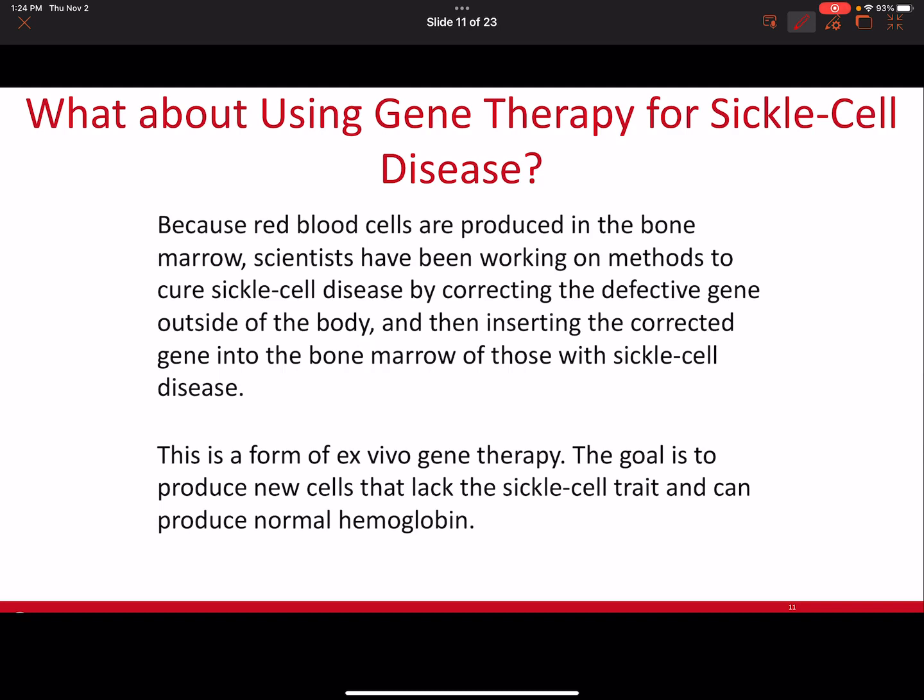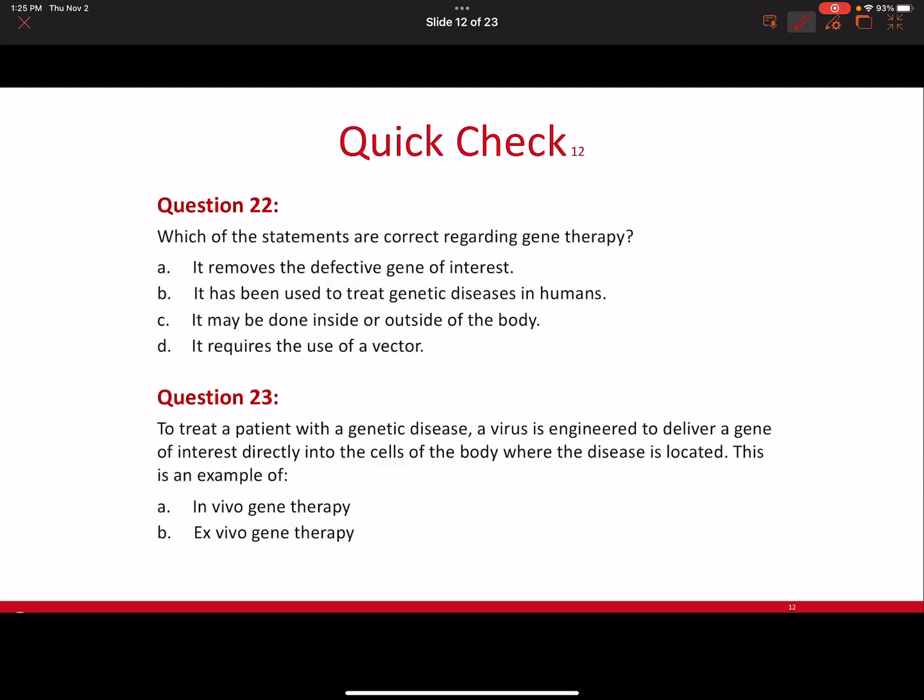Scientists have been working on methods to cure sickle cell disease by correcting the defective gene outside of the body and then reinserting it into the cells. One of the problems with that is, how do you get to every cell in the bone marrow? It's hard to do, and you have to use some type of virus typically. And what we don't want is the virus mutating in some way and causing harm to the patient. Doctors say the first rule is do no harm.